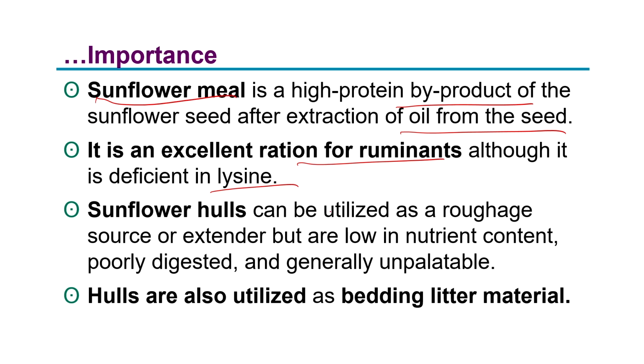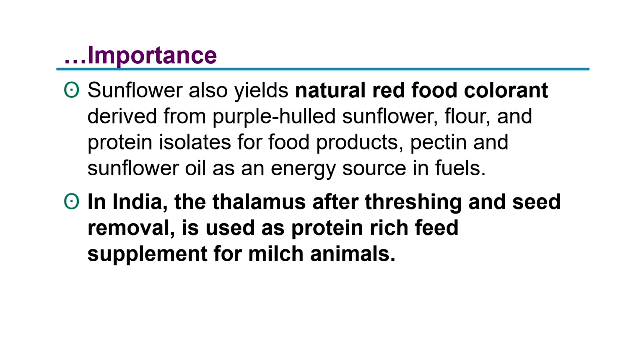Sunflower hulls can be utilized as roughage, source of extender, but are low in nutrient content, poorly digested and generally unpalatable. But hulls are also utilized as bedding litter material, particularly for the bedding of livestock. These hulls can be used. Sunflower also yields natural red food colorant, the coloring material derived from purple hulled sunflower flour and protein isolates for food products, pectin and sunflower oil as an energy source in fuels.